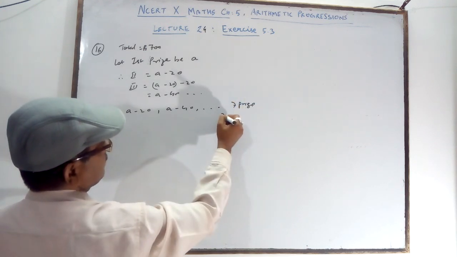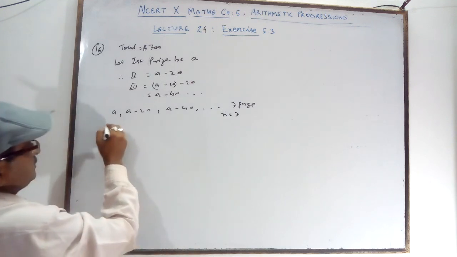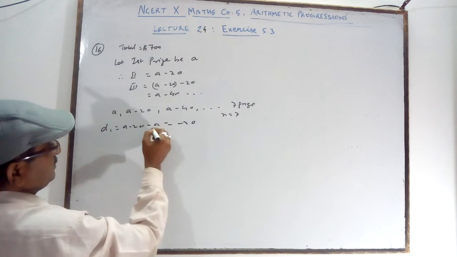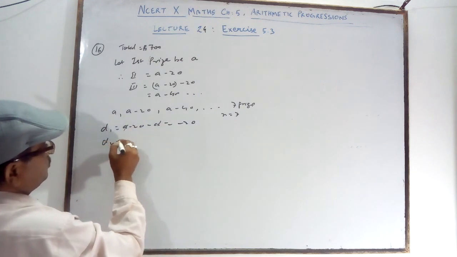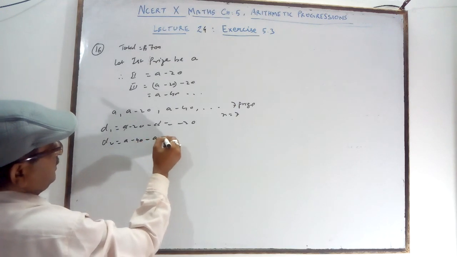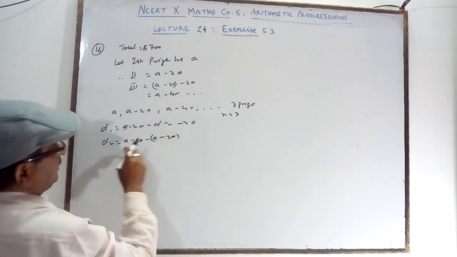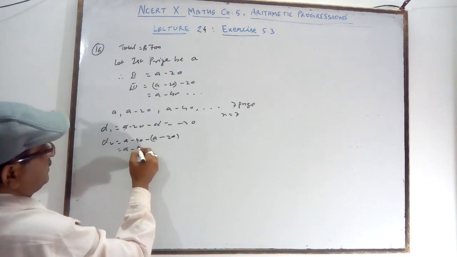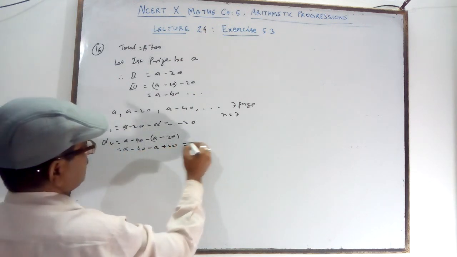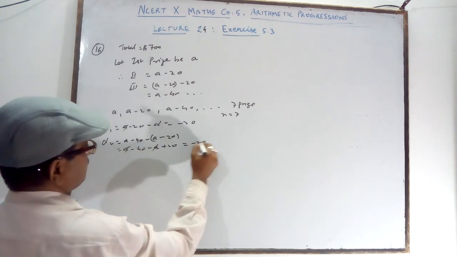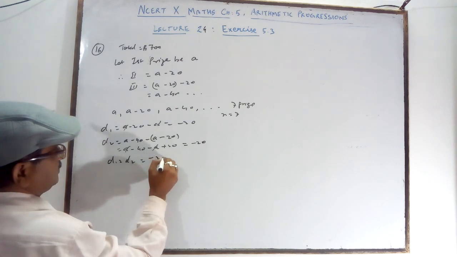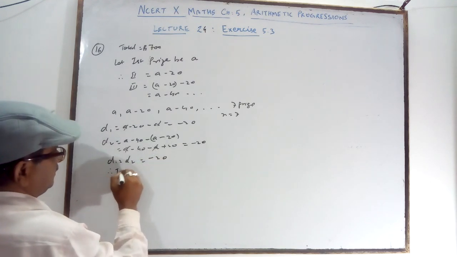How many prizes? n is given as 7. What is d1? A minus 20 minus A will be minus 20. d2 is A minus 40 minus (A minus 20), that is a3 minus a2, which is A minus 40 plus 20, and you will get again minus 20. So d1 is equal to d2, equal to minus 20, so it is an AP.